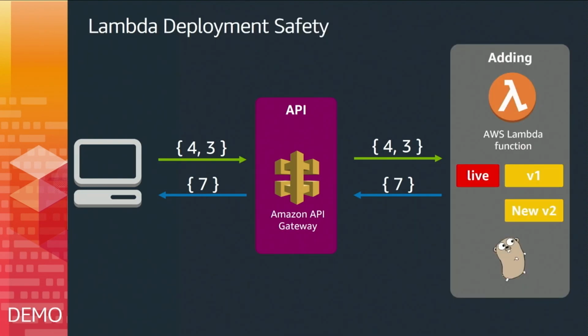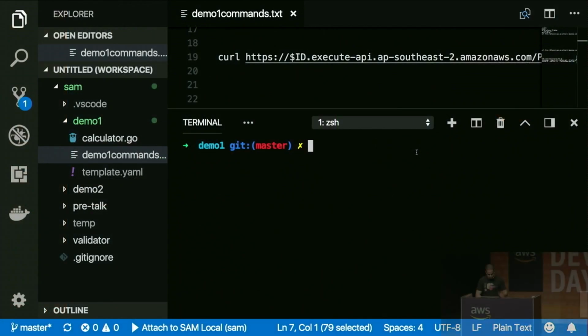After I create a second version of my Lambda function, I'm going to run a validation to make sure that this second function is also adding. Because if it's not adding, I'm going to roll back. But if it is adding, I'm going to promote it and point all the traffic to my second version of the Lambda function. So let's do it. Let's go back to my laptop, please.